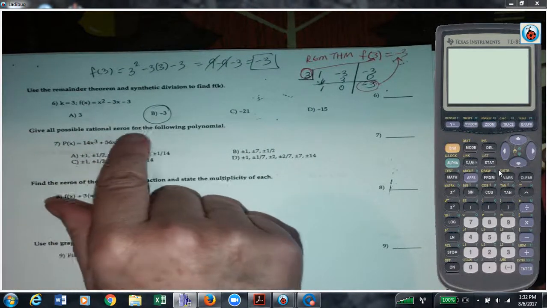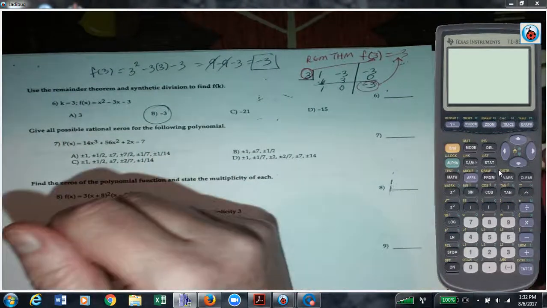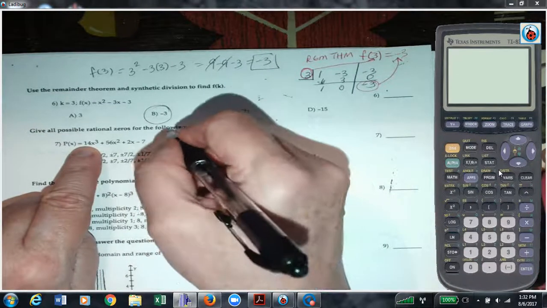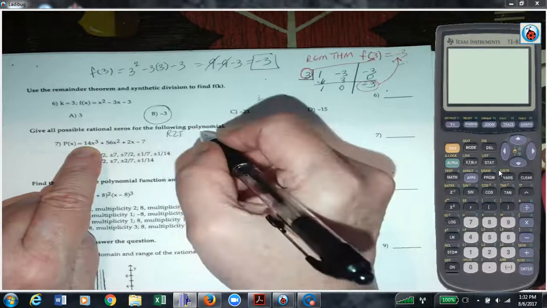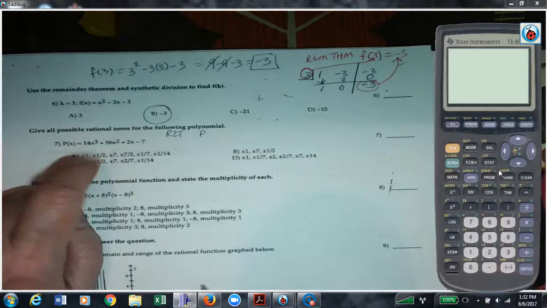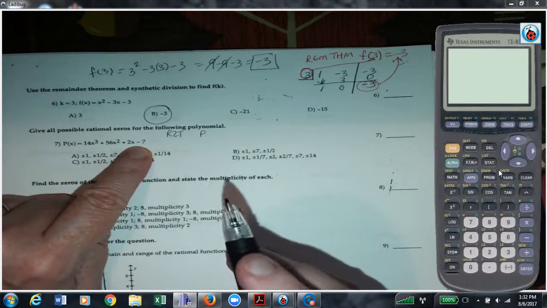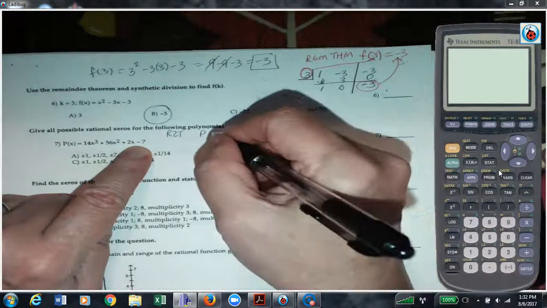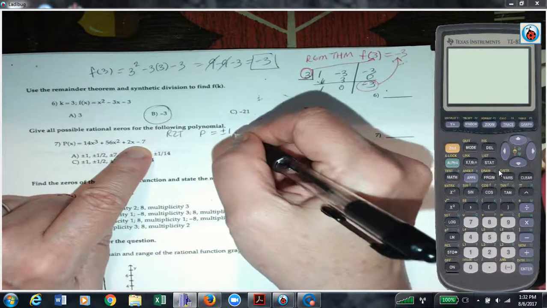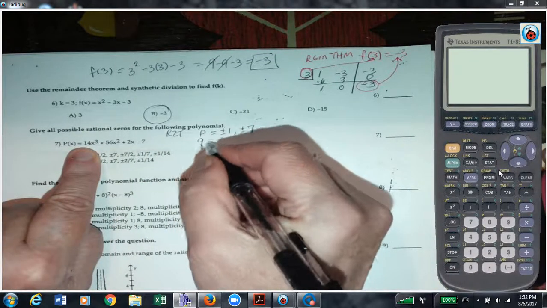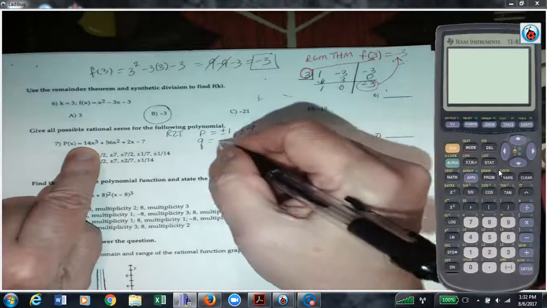Give all possible rational zeros for the following polynomial. Well, we have to use the rational zeros theorem. So the rational zeros theorem, the possibilities for P are going to be the factors of -7. And 7 is a prime. The possibilities for Q are going to be the factors of the leading coefficient.